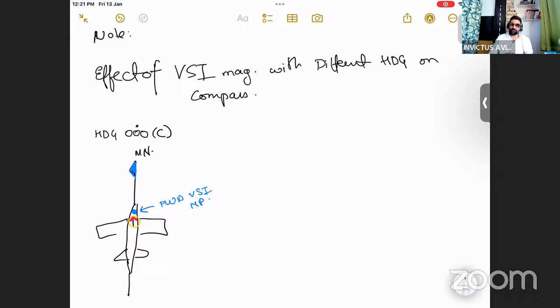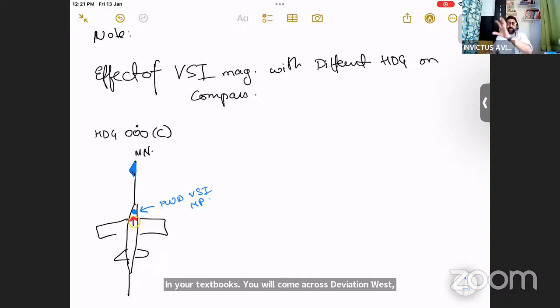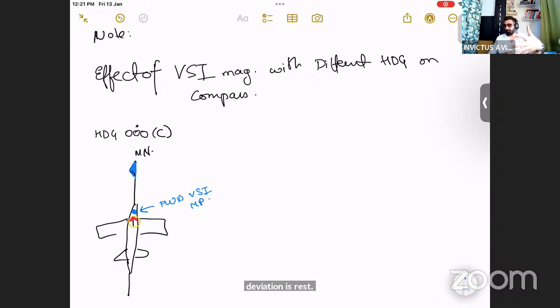In your textbooks, you will come across deviation west in a sequence where they are comparing compass heading, deviation, and magnetic heading. You will see west is associated with a minus symbol. Understand they are not describing the deviation there. They are just saying that to get the magnetic heading, if deviation is west, you subtract it to get magnetic heading. So they are giving you an instruction there.